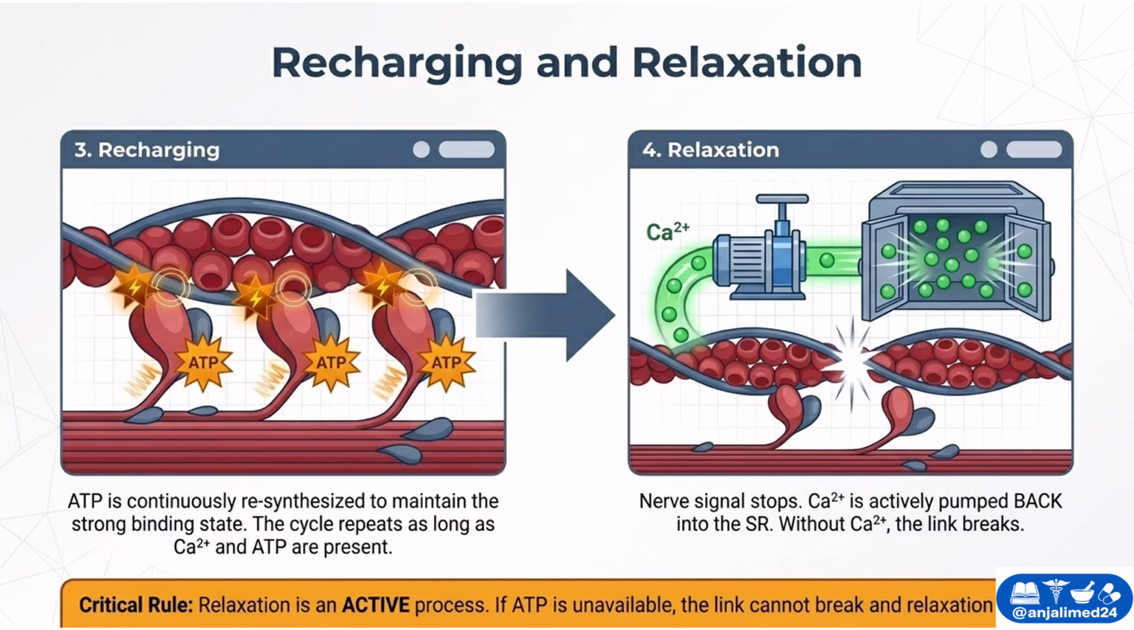ATP binds to the myosin, causes detachment from the actin, and then undergoes hydrolysis to re-energize the myosin head. As long as both calcium ions and ATP remain available, muscle contraction continues. This is why active muscle consumes enormous amounts of energy. Muscle tissue has one of the highest metabolic demands in the body during exercise.